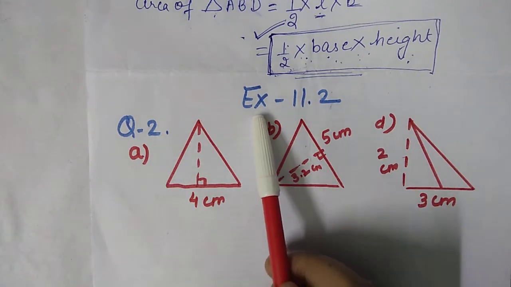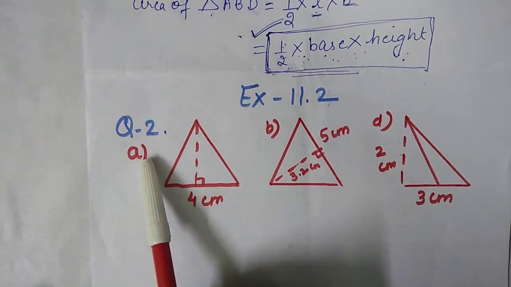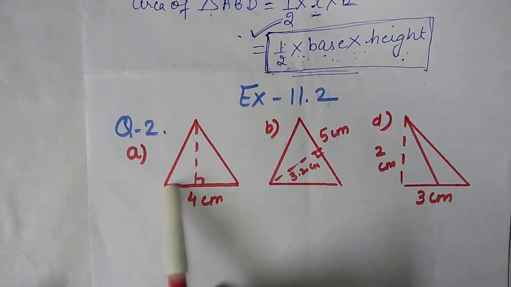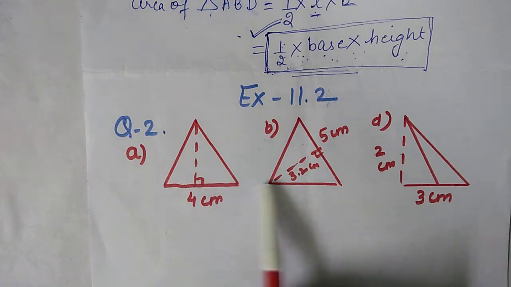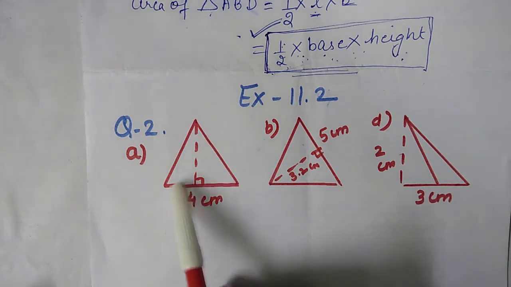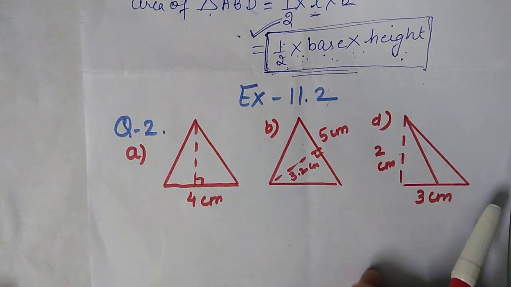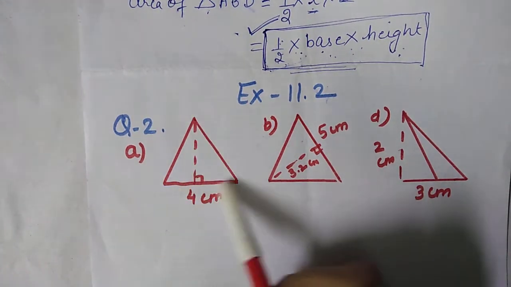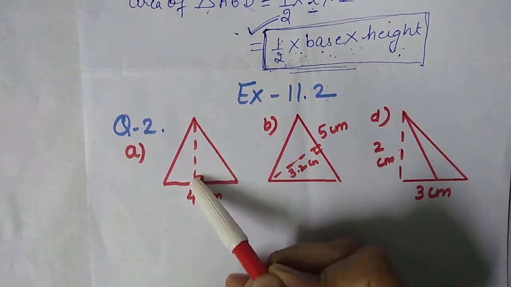So students, this is exercise 11.2, question number 2. Here we have the question that we have to find the area of these triangles. I am taking A part, B part and D part. Okay, here this is a triangle and this is an altitude.